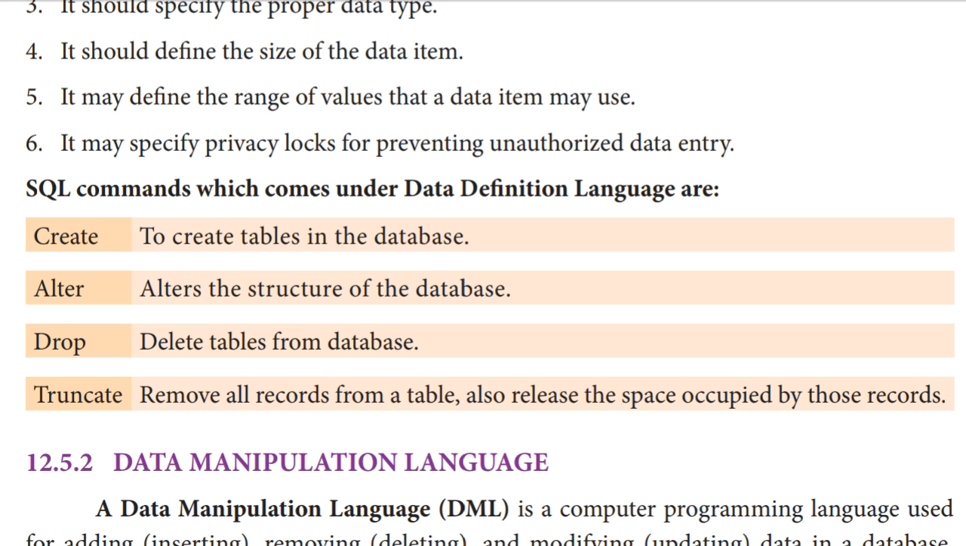Then the space occupied by the records: there is a memory space to store those records, and it will also clear that space. Then only we can store the rest of the data. So we have 4 SQL commands under data definition language: create, alter, drop and truncate.